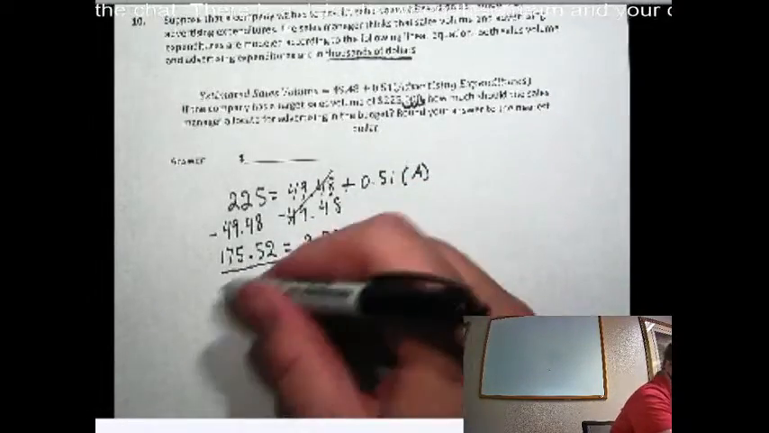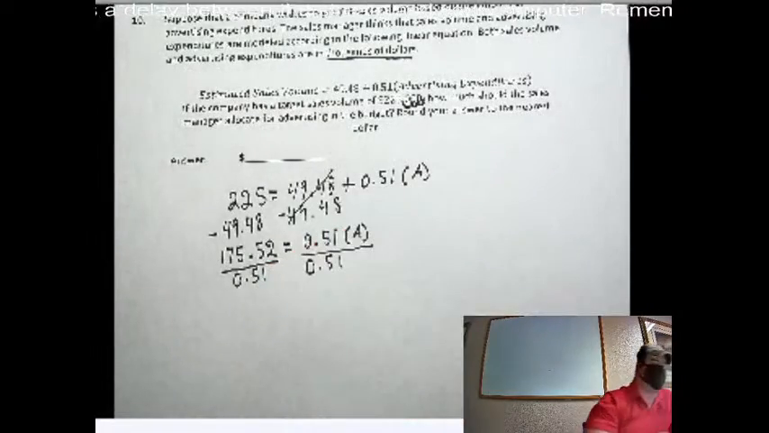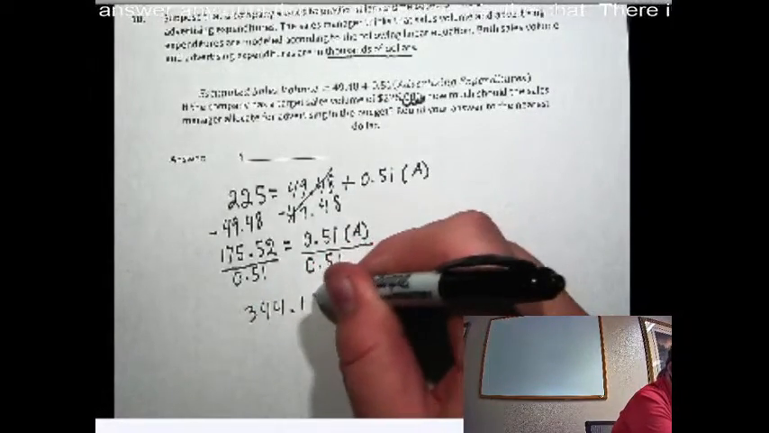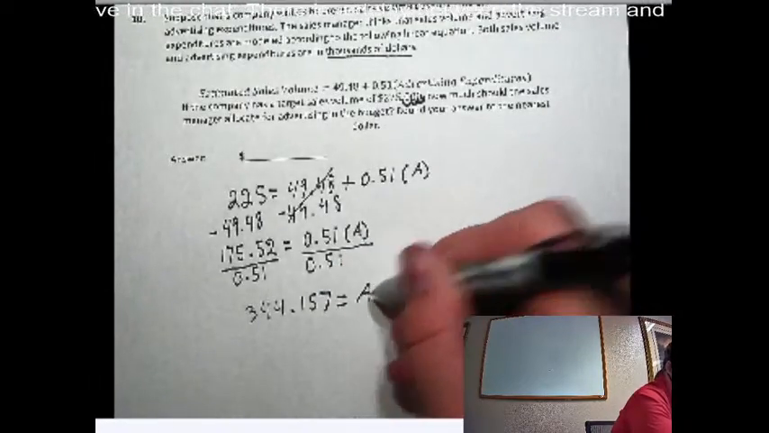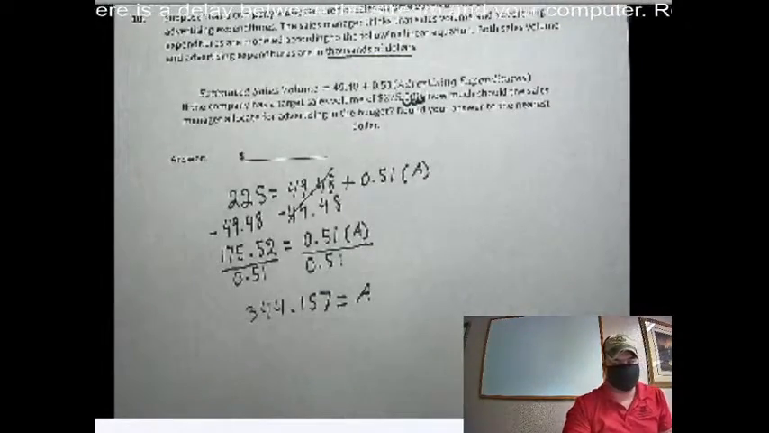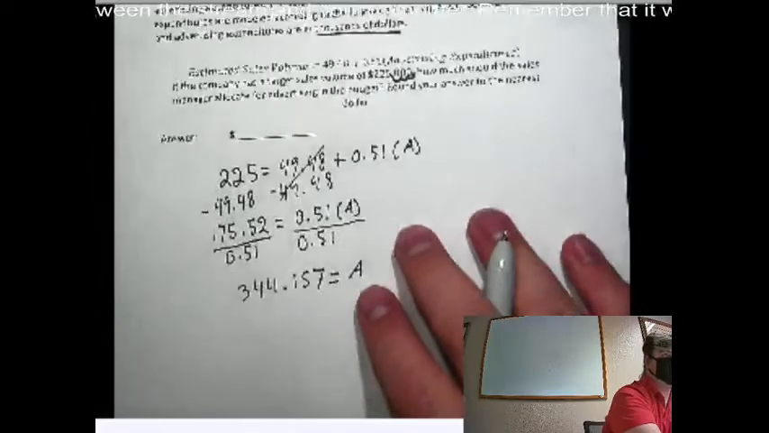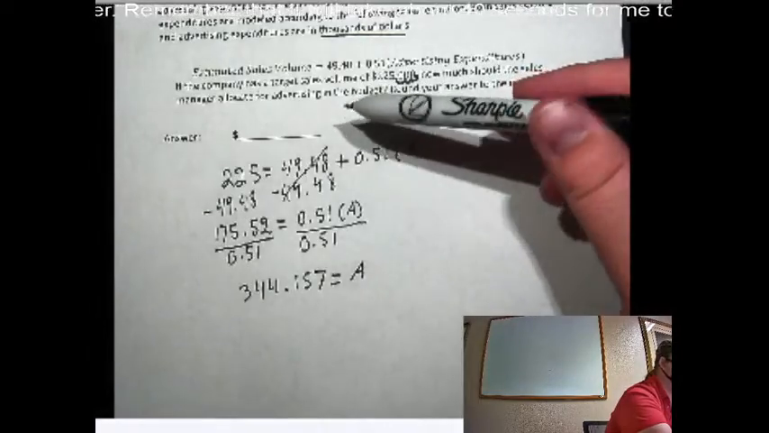Of course, we need to do the same thing to this side. So 175.52 divided by 0.51 is 344.157, I'll round it for you, equals A. Now this is very close to being our answer, but remember that we converted our original number into thousands. We have to convert it back into a regular number now.